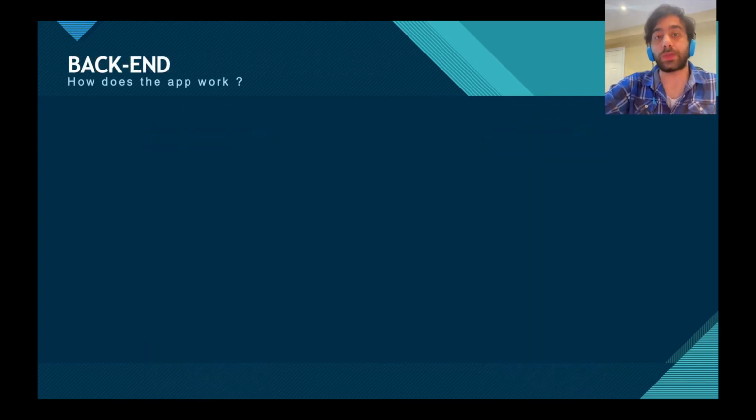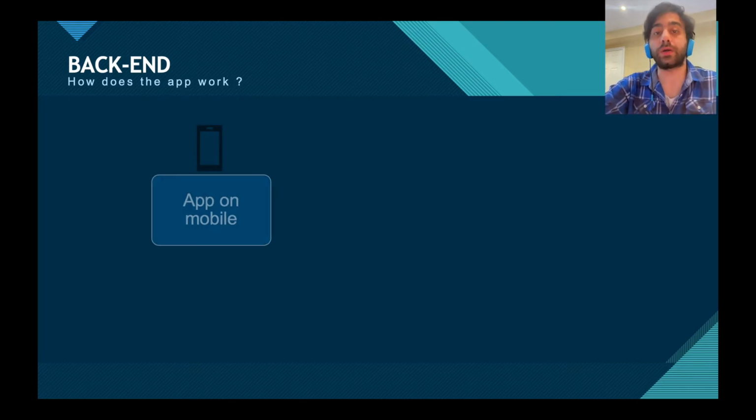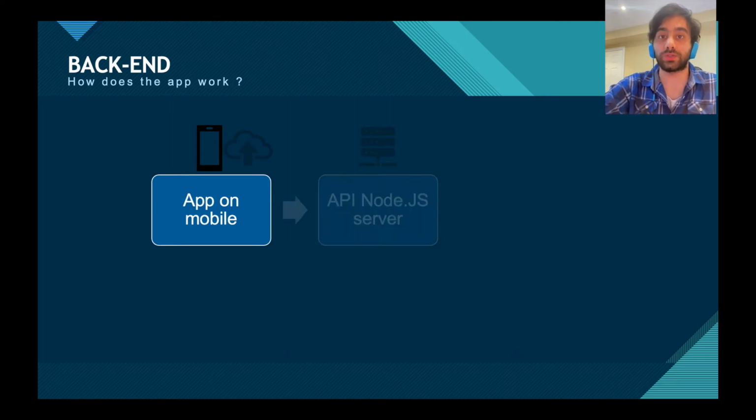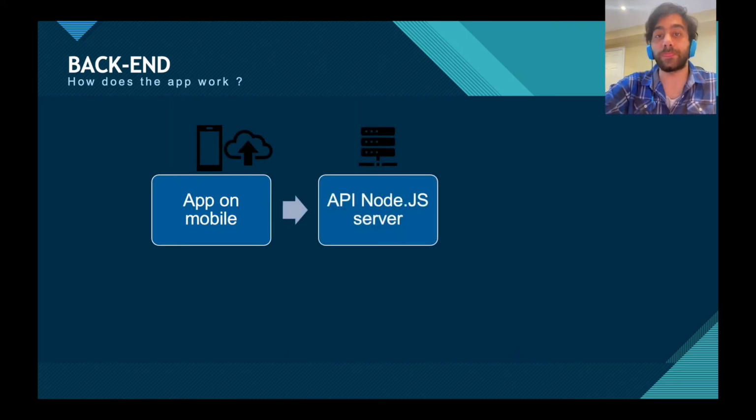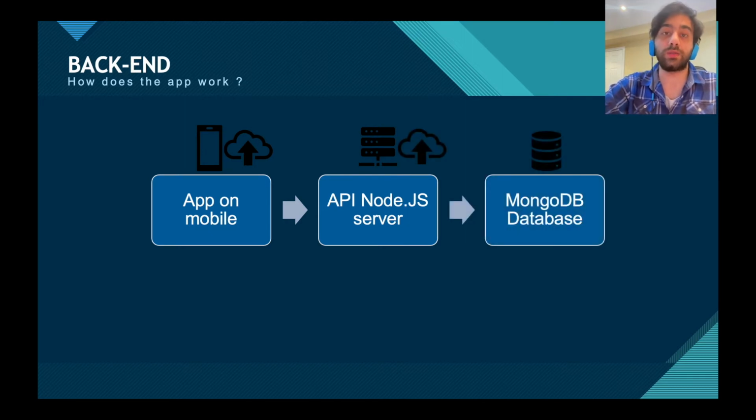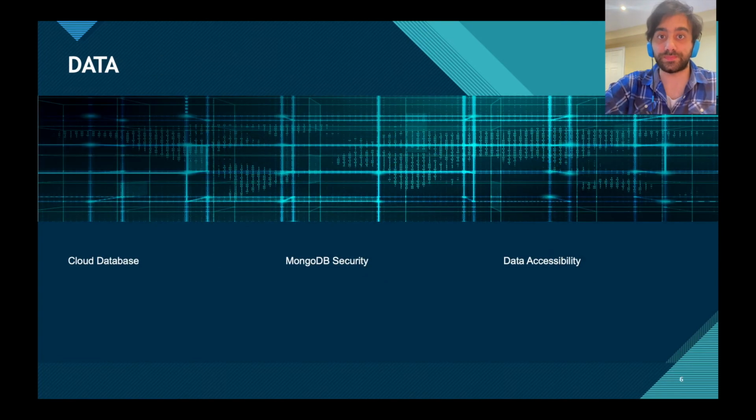The way this application works is you have your application on your own phone, and this application basically communicates with the Node.js server on the cloud. Assuming you are requesting some data, the server will fetch this data from the MongoDB on the cloud, and then it will return this data to the server, which will then be displayed nicely on your local phone.